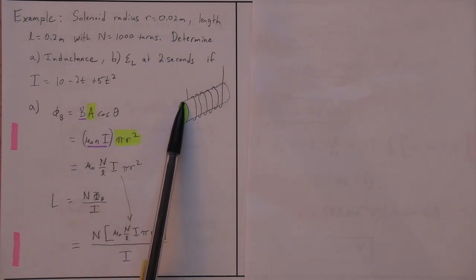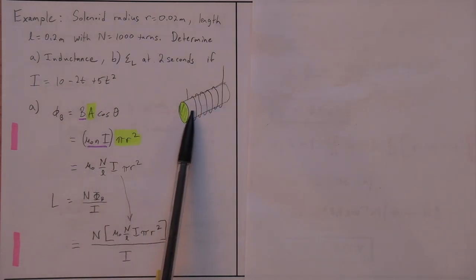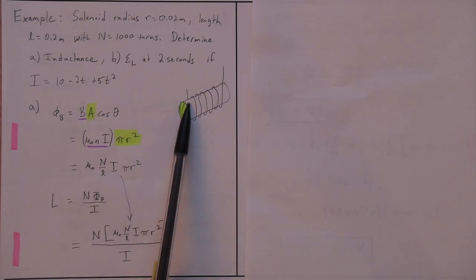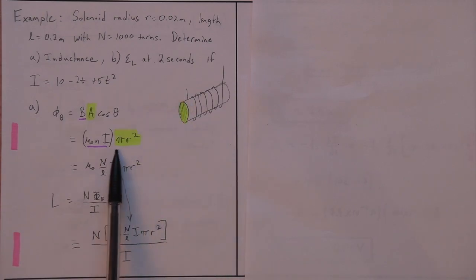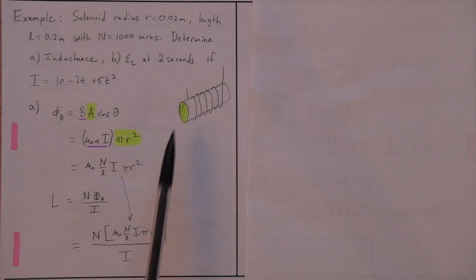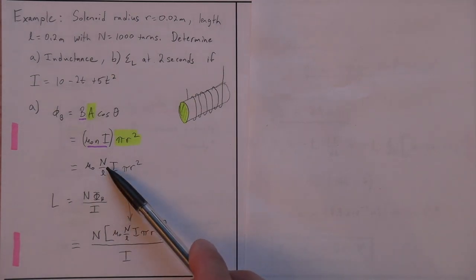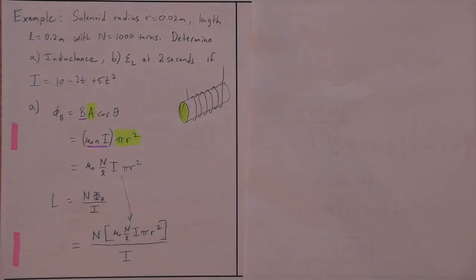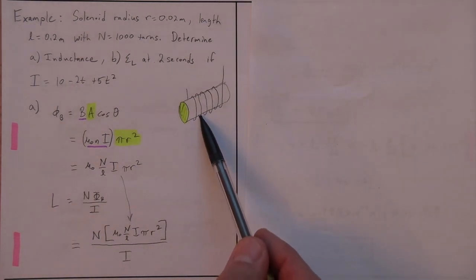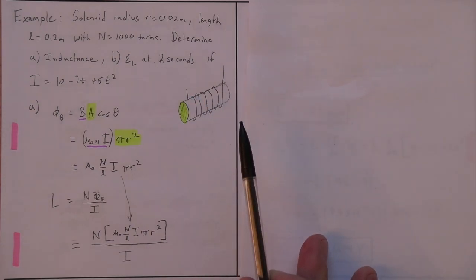And then the area is the area through which the magnetic field passes, which is the area of the end of the solenoid, which is pi r squared because it's a circle. Okay, so then I also replace this lowercase n. That's the only thing going on in this step. I replaced the lowercase n with the capital N, 1,000 turns per 0.2 meters, which gives me that ratio, the concentration of coils per meter. So now I have the flux through just one coil of the solenoid.